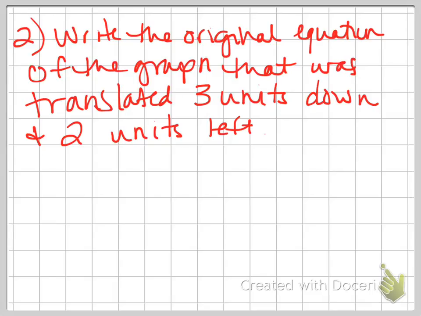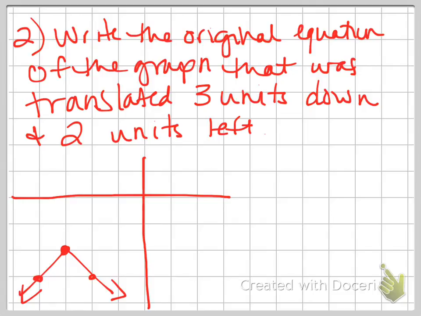So let's talk about what the new graph looks like, okay? So, drawing a graph. Give me a moment. Okay, so my new equation has a vertex at -3. Oops, I did -4 instead. Whoop, my bad. 1, 2, 3. -3, -2. Okay, and it's also facing down. So this graph has been translated 3 units down and 2 units left.